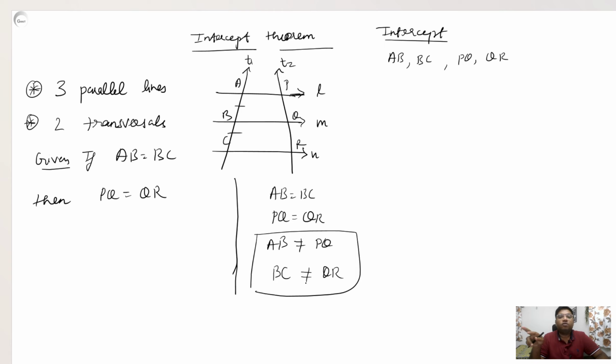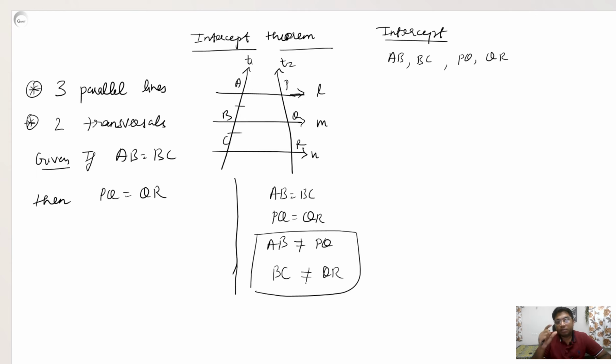But AB is not equal to PQ. Do not think that. Sometimes I have seen my own students make this mistake. They write AB is equal to PQ. And the worst thing is that they will write "by intercept theorem." No. AB can be equal to PQ if the question says so. Always remember, the question is supreme. If the question is saying something, we'll follow it. We'll not question it. But intercept theorem cannot be a reason for AB being equal to PQ.